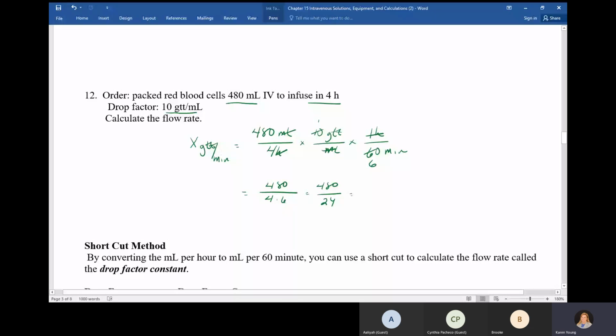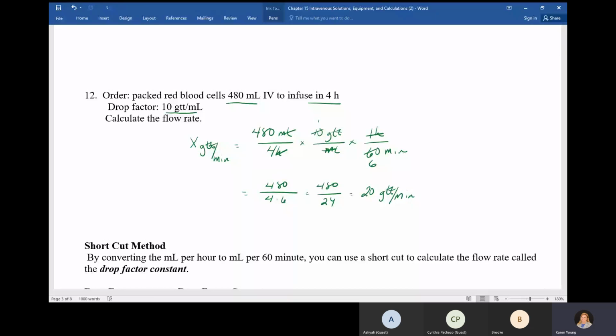I hit the wrong button. And I got 20, straight out 20 drops per minute. Everybody still okay?